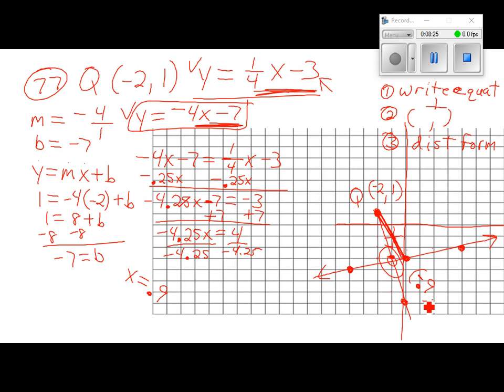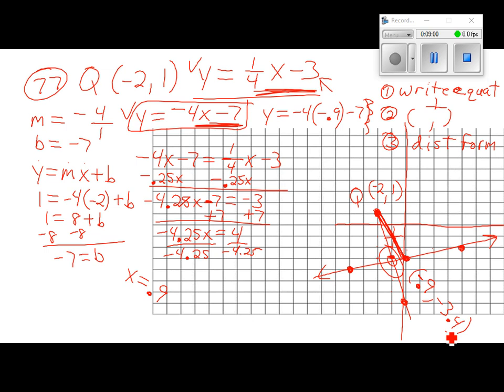It makes no difference. We probably don't want to plug in this one because it's got a fraction in it. So probably this one. So we're going to say y equals negative 4 times negative 0.9 minus 7. Just do that on your calculator. I'm guessing it comes up about 3 point something. 3.4. Anybody else get 3.4? Now it's not 3.4 because I said it wrong. It's negative, right? So negative 3.4.